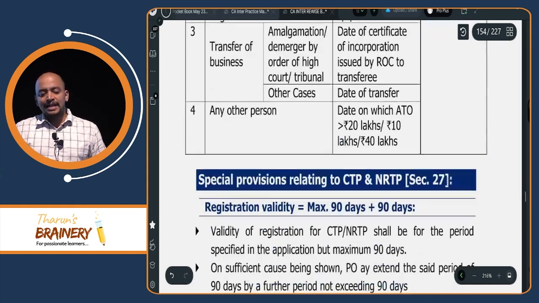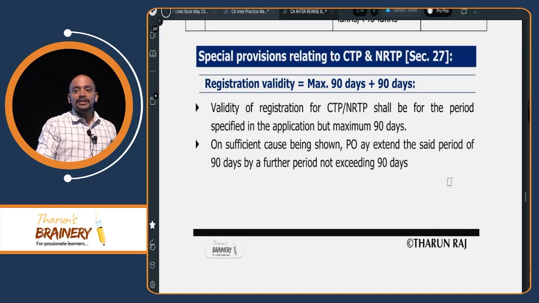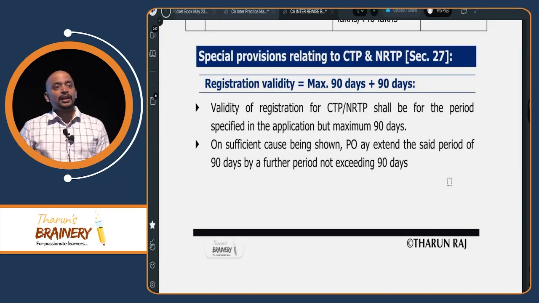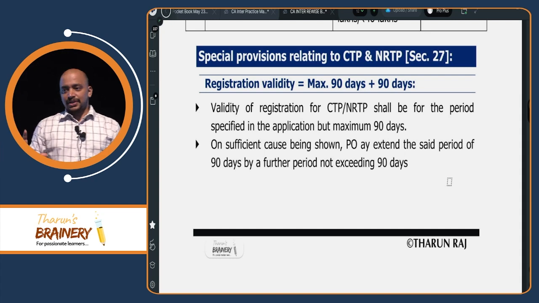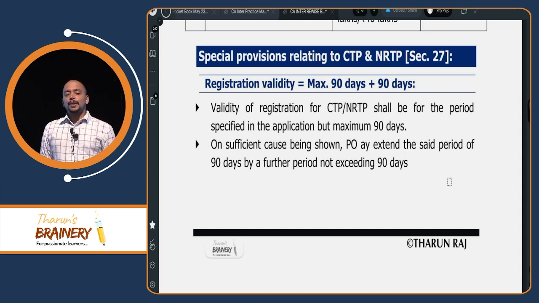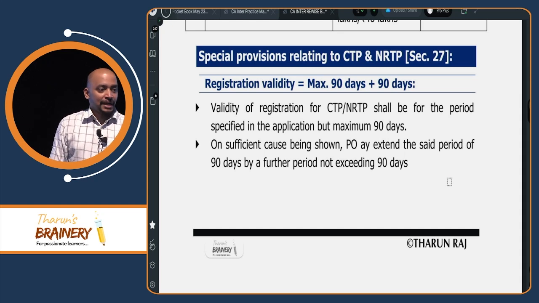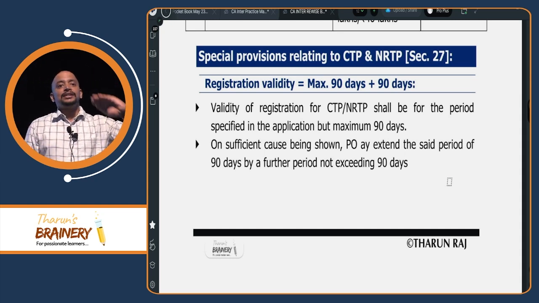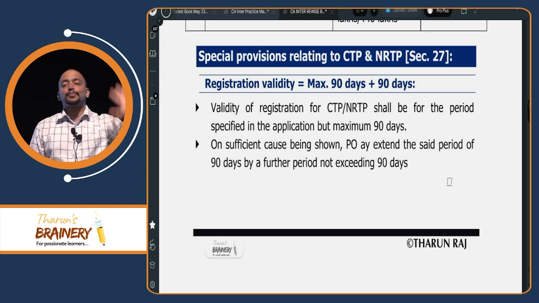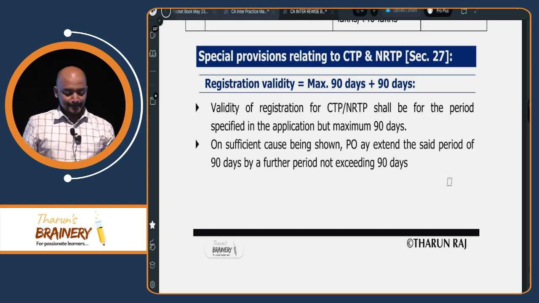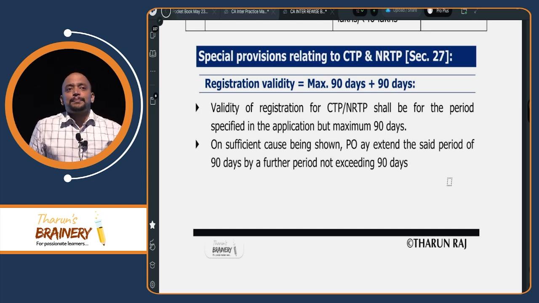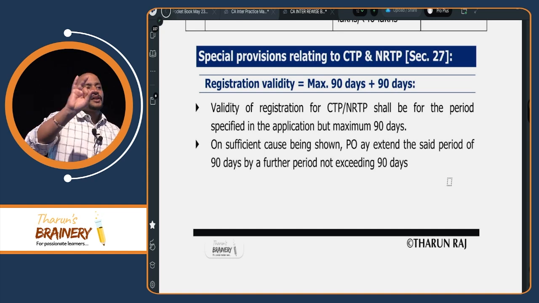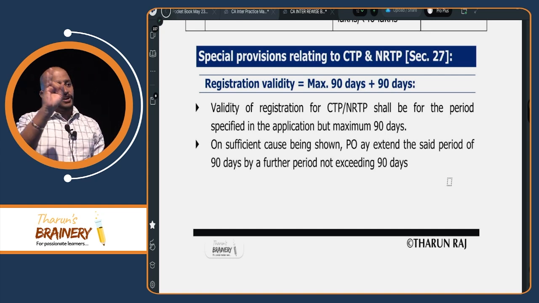So we completed section 25 and 26. 25 procedure for registration, 26 deemed registration, 27 special provisions relating to CTP and NRTP. So far, what we have learnt about CTP and NRTP, you tell me, what are the provisions we learnt for CTP and NRTP? CTP and NRTP is compulsorily required to get registered. Good. Then they need to make application for registration at least 5 days before commencement of business.